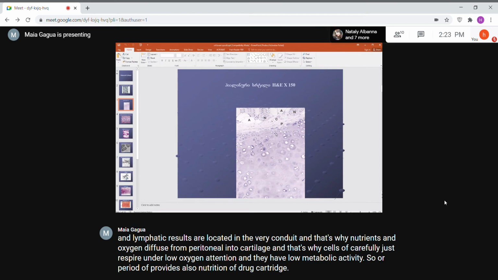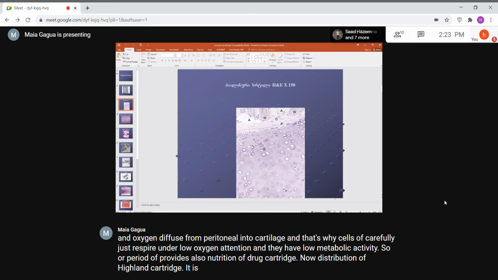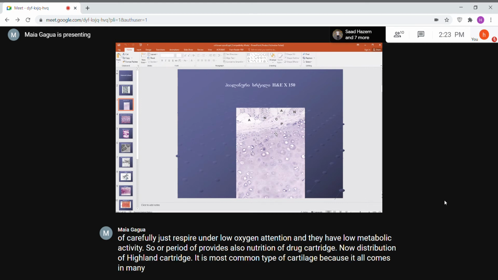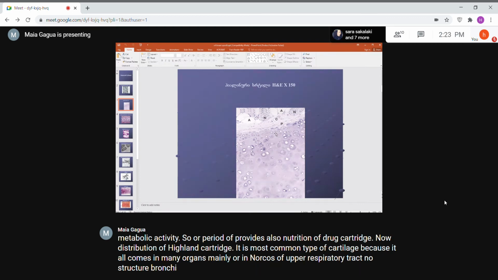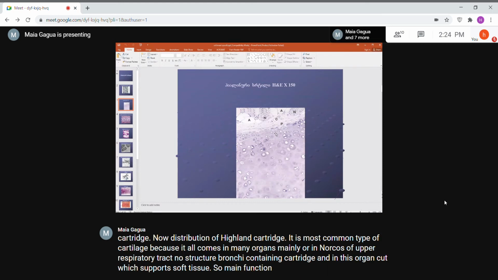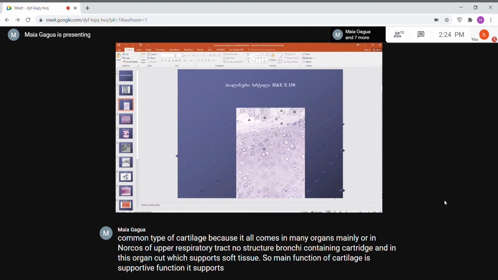Now, distribution of hyaline cartilage. It is the most common type of cartilage because it occurs in many organs, mainly in organs of the upper respiratory tract. Nose, trachea, bronchi contain hyaline cartilage, and in these organs, hyaline cartilage supports soft tissue. So, the main function of cartilage is supportive function. It supports soft tissues.